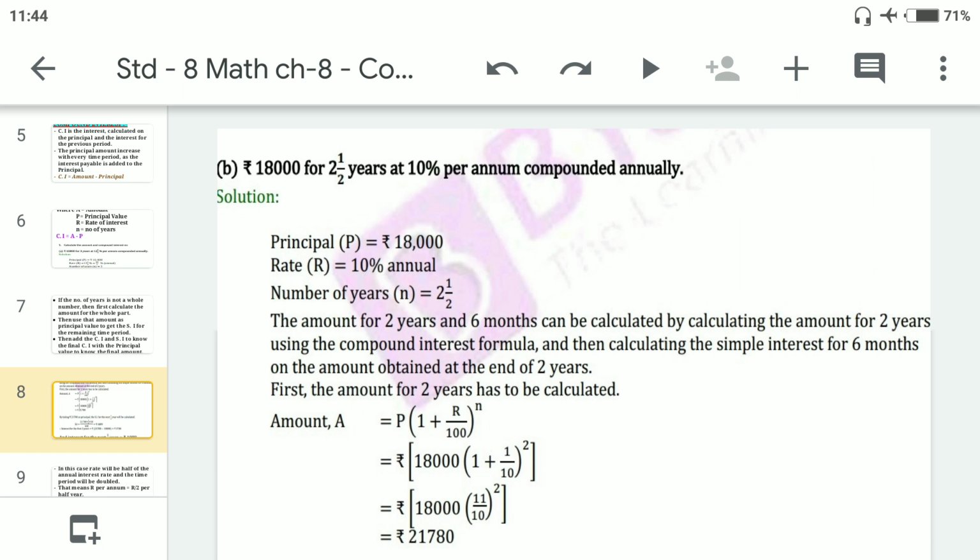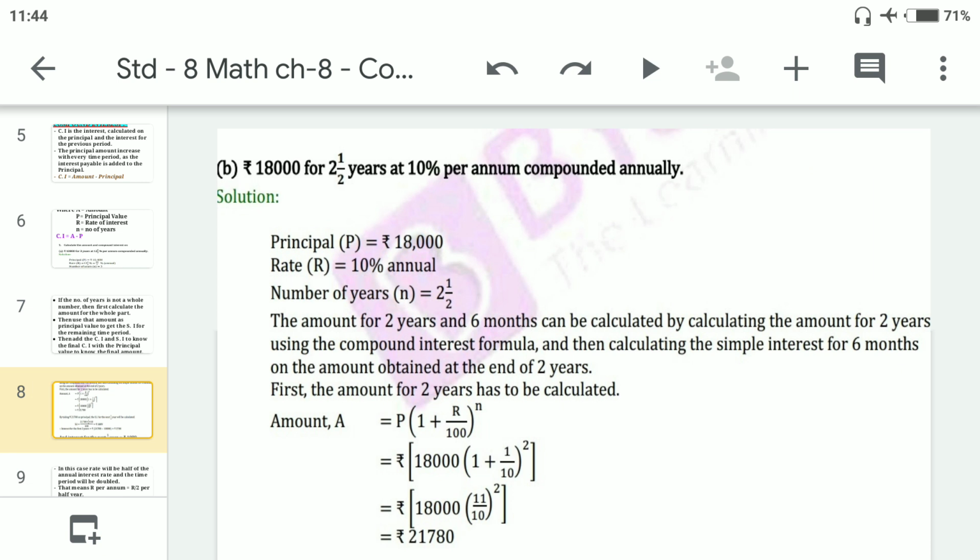See, here it is asking rupees 18,000 for 2 whole 1 by 2 years at 10% per annum compounded annually. But here the time period is 2 whole 1 by 2 years. So here principal value is 18,000. Rate of interest 10%. Number of years is 2 whole 1 by 2. So that means 2 years and 6 months can be calculated separately by calculating the amount for 2 years using the compound interest formula, and then calculating the simple interest for the remaining 6 months, which we can convert into 1 by 2 year.